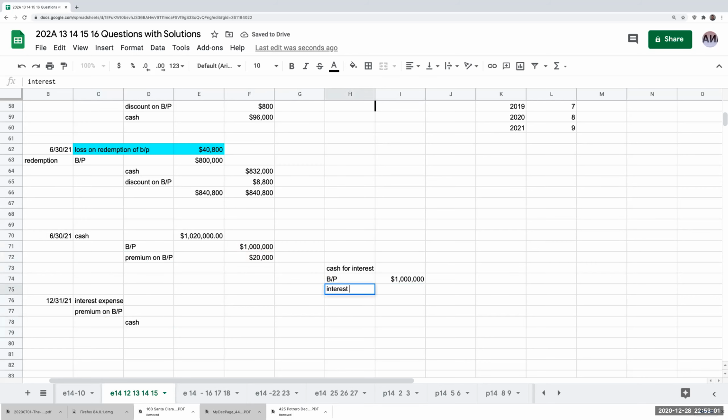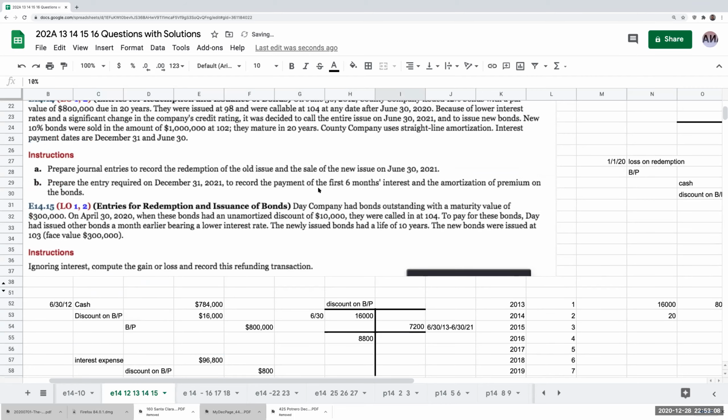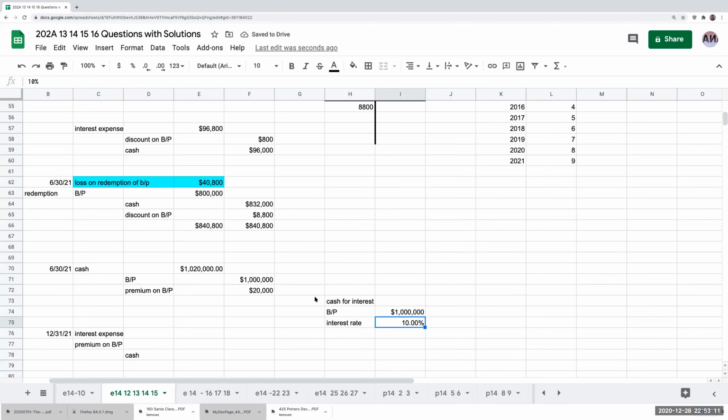My interest rate is at 10%. But note here, whenever you see an interest rate, it is always an annual rate. So what I'm going to do here, because interest is being paid twice per year or semi-annually, I'm going to multiply this by 6/12. So the cash paid for interest is going to be $100,000, but I multiply this by 6/12 or by 0.5. So the cash I'm paying for interest is going to be $50,000.